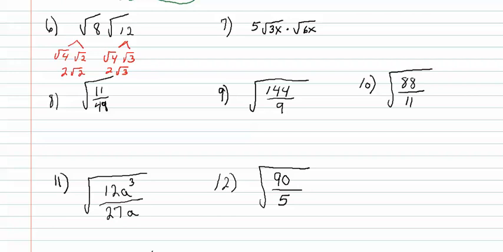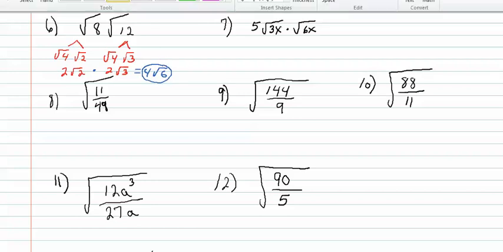Okay, remember these are multiplication problems. So I'm going to multiply. The numbers can multiply with numbers. So 2 times 2 is 4. Radicals can multiply with radicals. Radical 2 times radical 3 is radical 6. That is one way to do this type of problem.